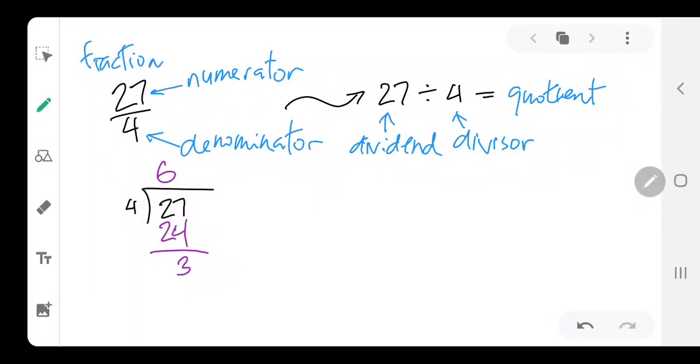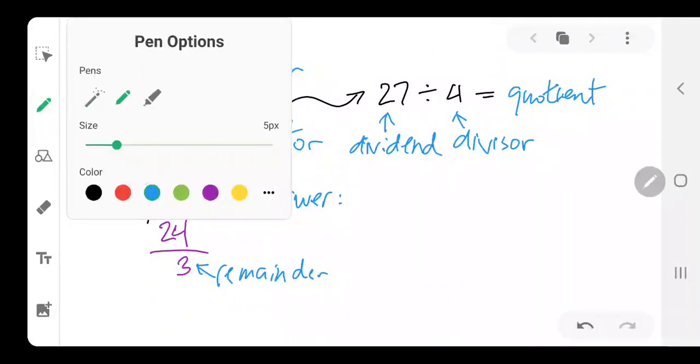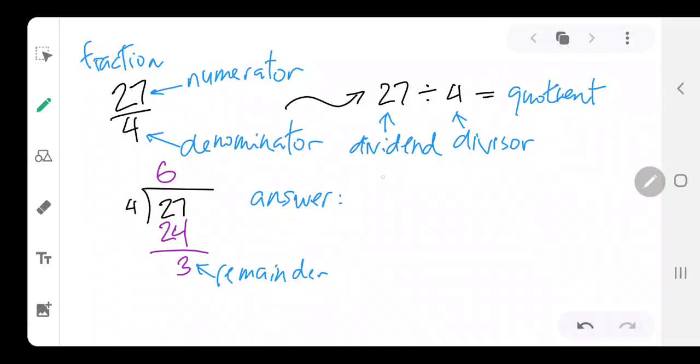We subtract, and what we get is the remainder. This is known as the remainder of the long division. So we can write the answer as the quotient, as a whole number and the remainder. So there's one way to write the answer. We write the whole number, that's 6, remainder 3.